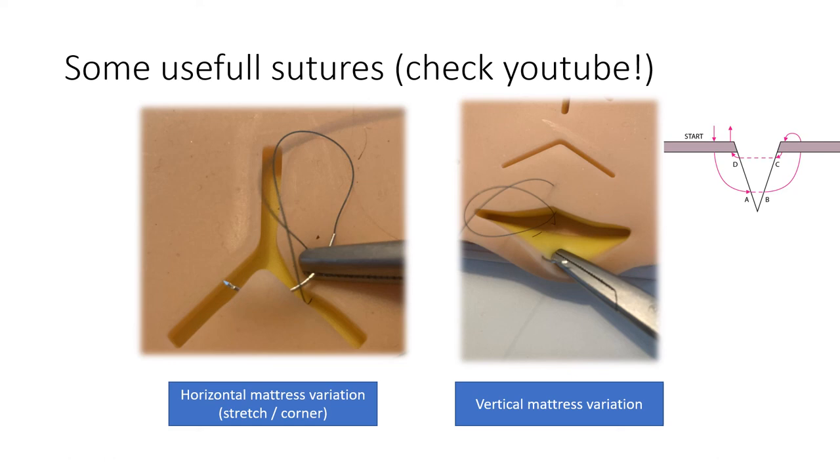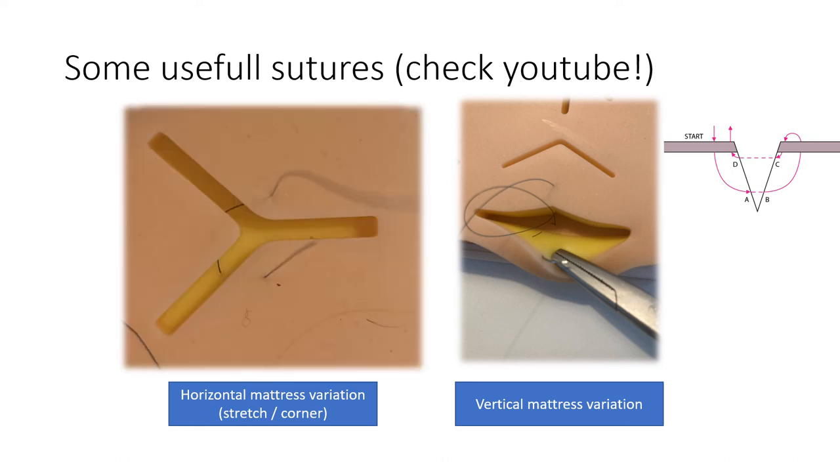But I was taught a different method recently, a modified horizontal mattress. If you have a wound like this where there's a lot of tension and this might be ischemic, or high risk of ischemic injury, then you can go in through the dermis instead of through the skin. I'll show you here. Go in here and then through the dermis, not through the skin. And then again through here and then up here, and then you'll just close like that.